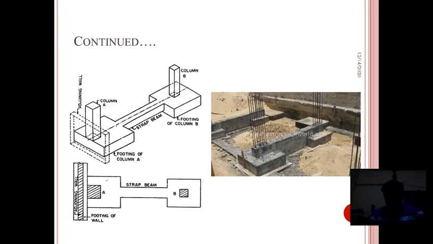So you can see in this figure, you can observe very clearly that strap is a beam connected between two footings that are constructed for two columns which are adjacent to each other. Main aim of constructing this type of strap beam is to avoid differential settlement, and it holds the two footings constructed adjacent to each other.